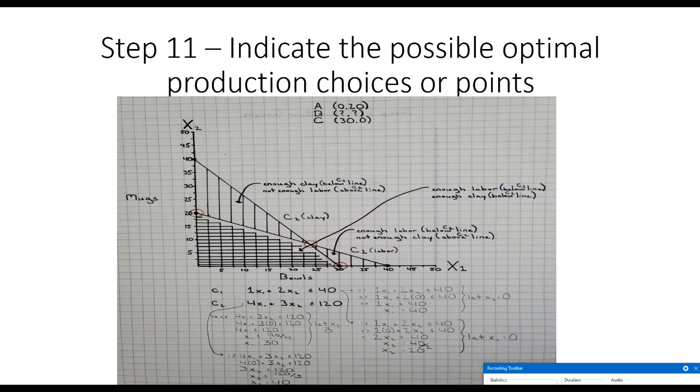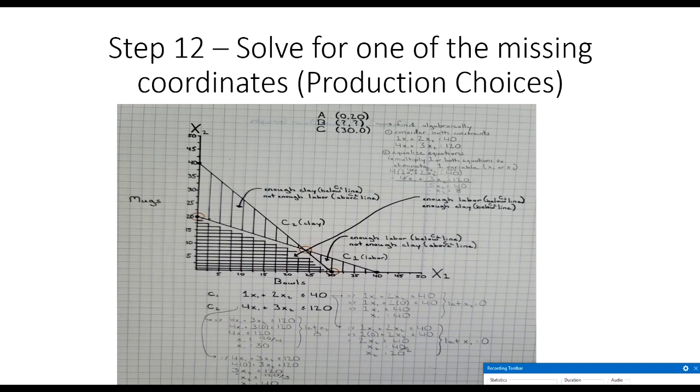This is our third possible optimal choice, 30 bowls and 0 mugs. Or here, which is a combination of bowls and mugs, but we don't yet know exactly how many this is. It looks like maybe 24, maybe 7.5. We're not sure. So it looks like 24, 7.5, but we don't know exactly. So we move to step number 12, which is solving for one of the missing coordinates or production choices. That's what we're doing now.